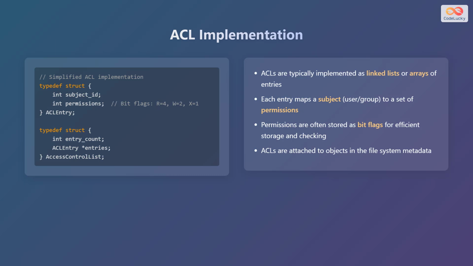Access control lists are typically implemented as linked lists or arrays of entries. Each entry maps a subject, such as a user or group, to a set of permissions. These permissions are often stored as bit flags for efficient storage and checking. Access control lists are attached to objects in the file system metadata, allowing the system to quickly retrieve and enforce access rights.